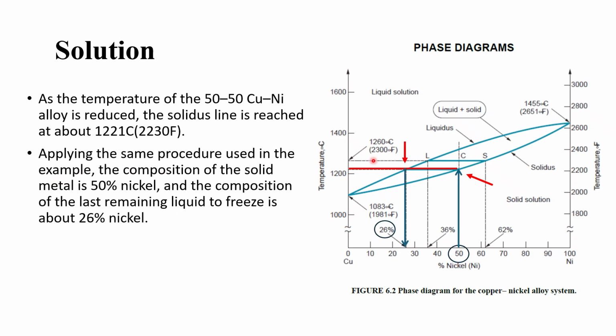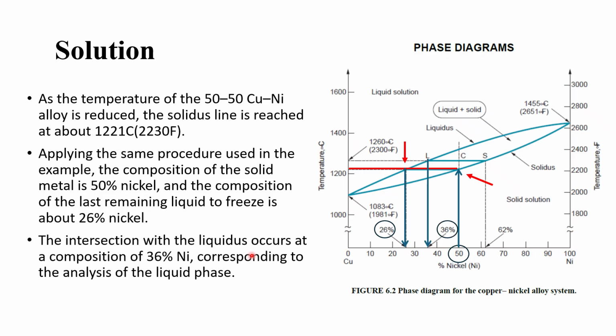Now, applying the same procedure, that's what we're going to have for the intersection with the liquidus. And that will be the intersection with the solidus, which is going to be 50%. So applying the same procedure using the example, the composition of the solid metal is going to be 50% nickel, and the composition of the last remaining liquid to freeze is going to be about 26% nickel. Okay, so that's it. That's the answer for this question.